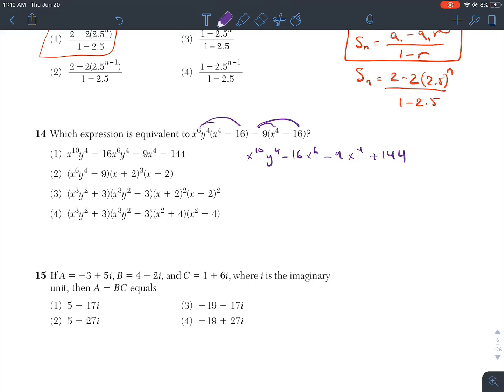And I made a second mistake. This y to the 4th also distributes here. So, wow, I guess choice 1 is equivalent to it. X to the 10th, y to the 4th, x to the 6th, y to the 4th. Oh, no, we got positive and it says negative there, so this choice is not equivalent to it. So it turns out distribution doesn't work. So you could distribute out all these, but that looks like it'd be horrendous to do.